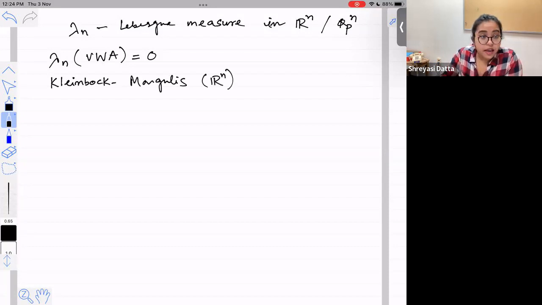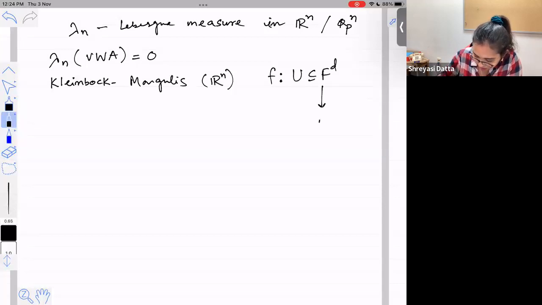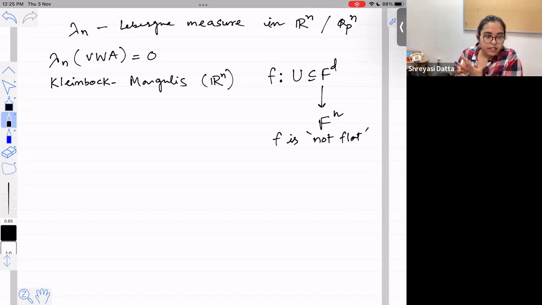So the setup is that you have a function f, and since I'm going to talk about both of these fields, I'm just writing F for the field. f is from some open set of F^d to F^n. And let's assume that f is not flat and f is analytic.